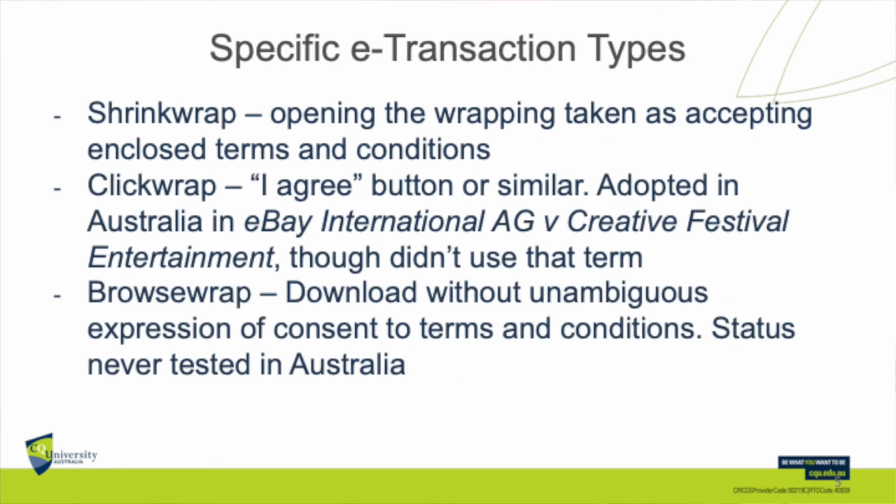Next, let's consider three types of specific e-transactions: shrink wrap, click wrap, and browse wrap. Shrink wrap contracts refer to the shrink wrap that encloses many software products. These kinds of products come with extensive rules about how the software can be used, how copyright will apply, choice of forum in a dispute, limitations on warranties, and limitations on remedies. These terms are deemed to have been accepted when the purchaser opens the package.